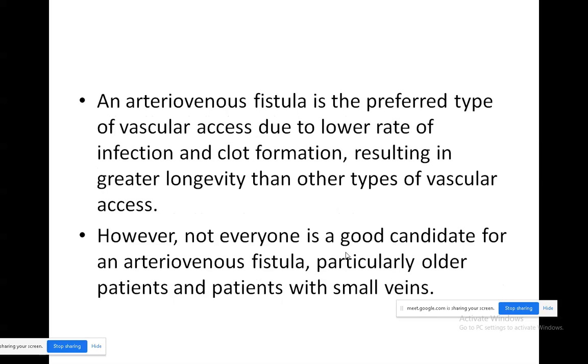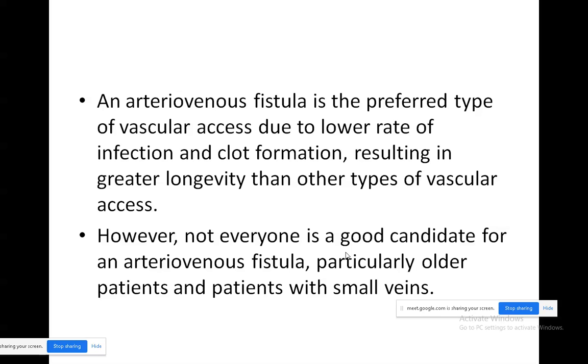So arteriovenous fistula is the preferred type of vascular access due to lower rate of infection. So using a fistula you can avoid infection. Okay, and clot formation, resulting in longevity compared to other types of vascular access. So compared to the other two types, this is best in avoiding infection as well as clot formation. Clot formation na தெரியும், I think blood clot.